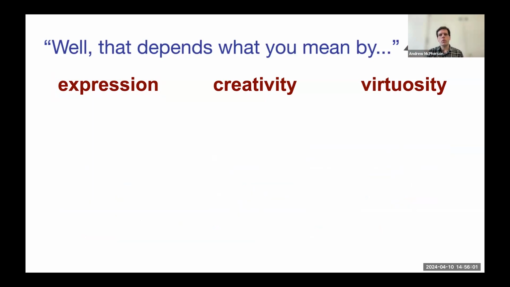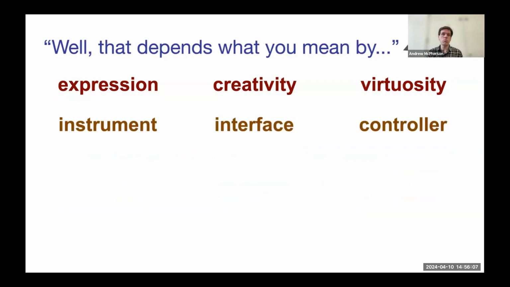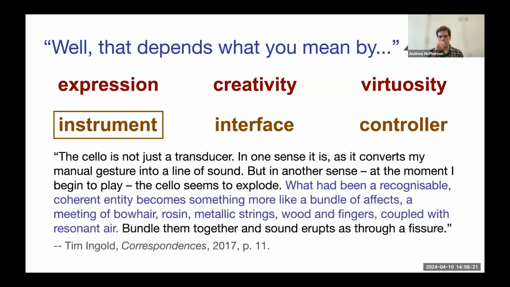We can go a bit further. We could talk about, well, what do we mean by things like instruments? What do we mean by interfaces or controllers? And there is a whole debate that's gone on for many years in the NIME literature about when is something an instrument versus an interface versus a controller. I'm not necessarily tremendously interested in the boundaries between these words, but I think it is useful to create some trouble around these identities. And here, Tim Ingold is a really useful source.